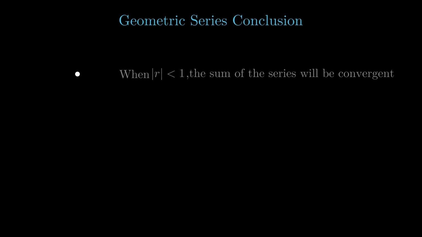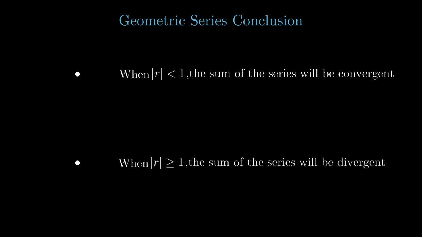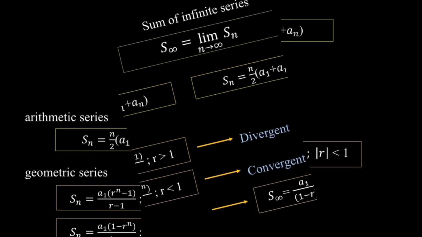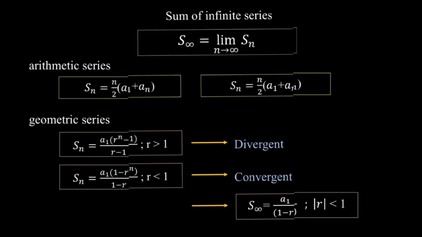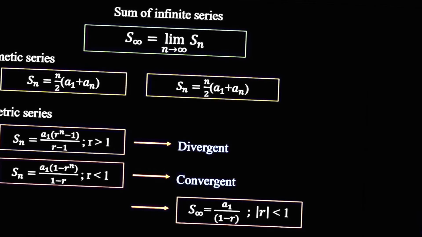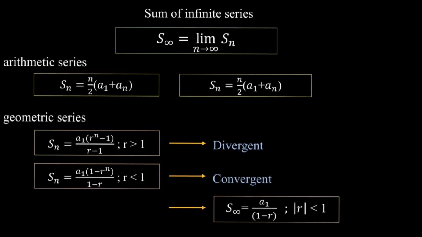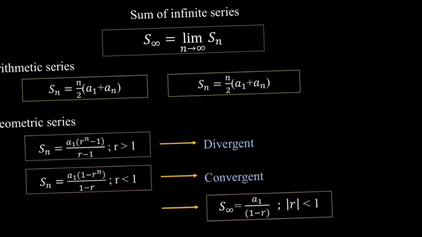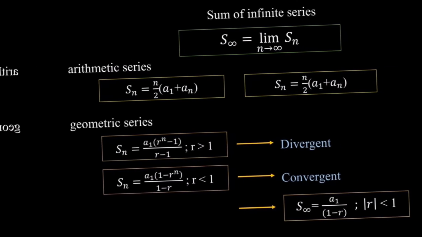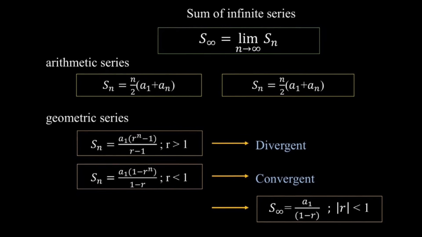When the absolute value of r is less than 1, the sum of the series will be convergent. But if the absolute value of r is greater than or equal to 1, the sum of the series will be divergent. The sum of an infinite series equals the limit of Sn as n approaches infinity. There are two types of series, arithmetic and geometric.